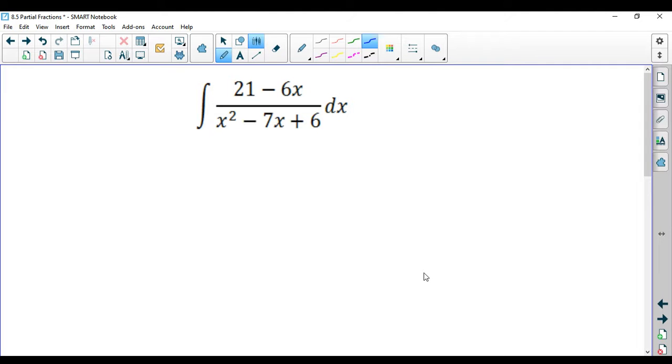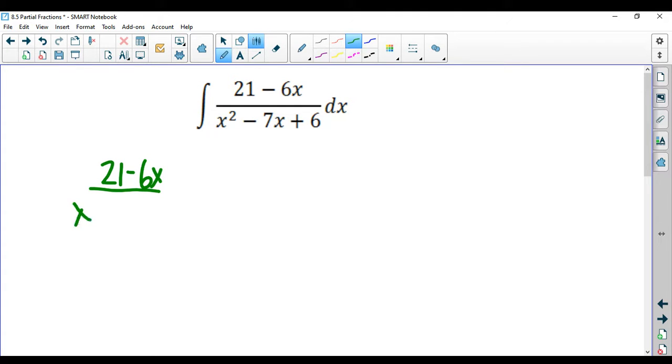Now we're going to integrate this complicated looking rational function. And we're going to try to use partial fraction decomposition to assist us. The bottom factors, obviously, so it looks like partial fractions might be a good way to go here. So you should be pretty familiar with this partial fraction decomposition by now.